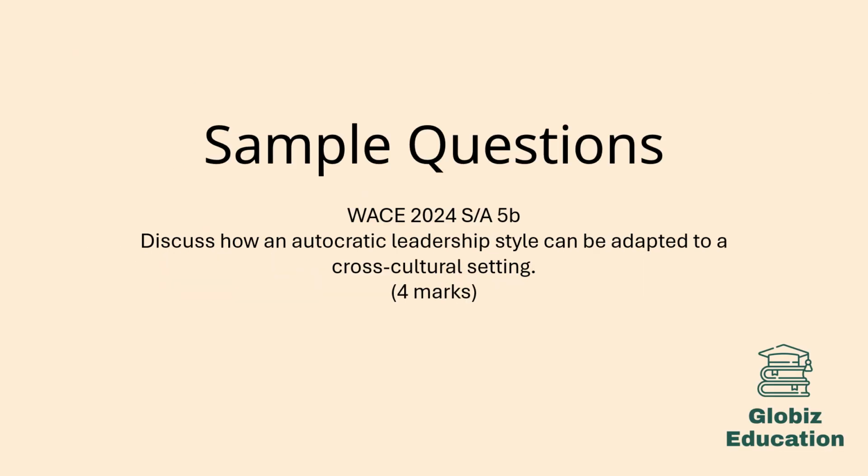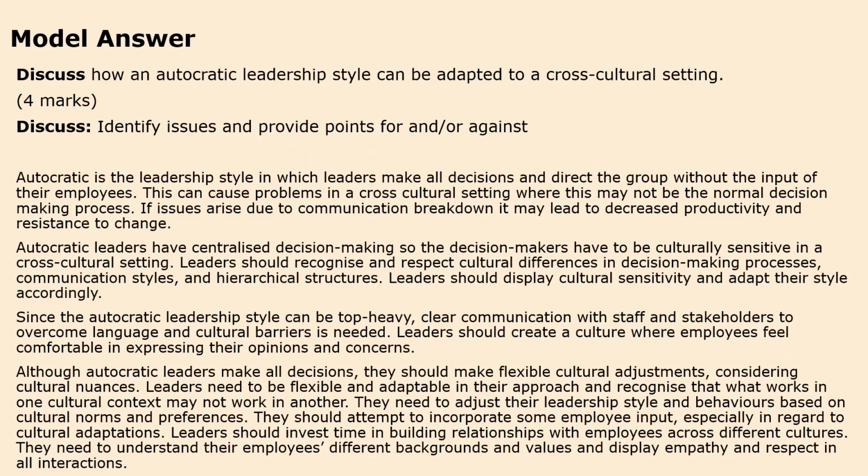So this was in last year's exam, and it wasn't necessarily done very well. It was in the short answer section, so the word discuss is a higher order verb, I would argue, than explain, because you need to go into a little bit more detail about, in this case, autocratic leadership and how it can be adapted. So the word discuss means to identify issues, and also points for and against.